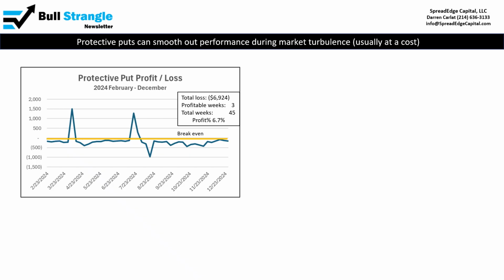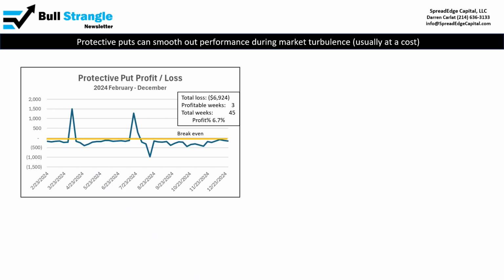If you'd been buying a protective put, and I'll go through the assumptions here in just a minute, you would have lost $6,924 throughout that period of time. That's, I guess, an 11-month period. There would have been just 3 weeks out of those 45 total weeks that you would have had any kind of return on the put you purchased. And your percent profit, even on those weeks, really wasn't all that great.